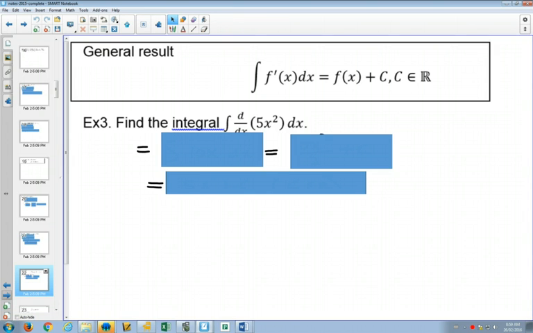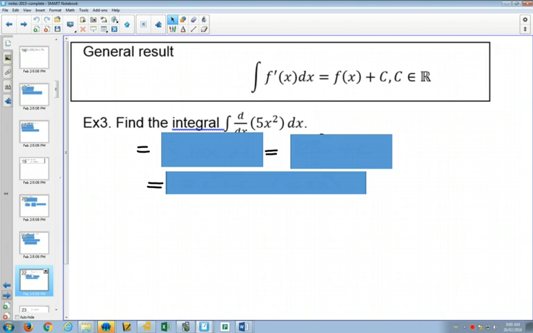Now, if integration is working backwards and deriving is working forwards, does it make sense that if you do the integral of a derivative, you just don't go anywhere? Because if you do the integral, you take one step backwards, then you take the derivative, you take one step forwards. Where do you end up? Exactly where you started with, mostly.